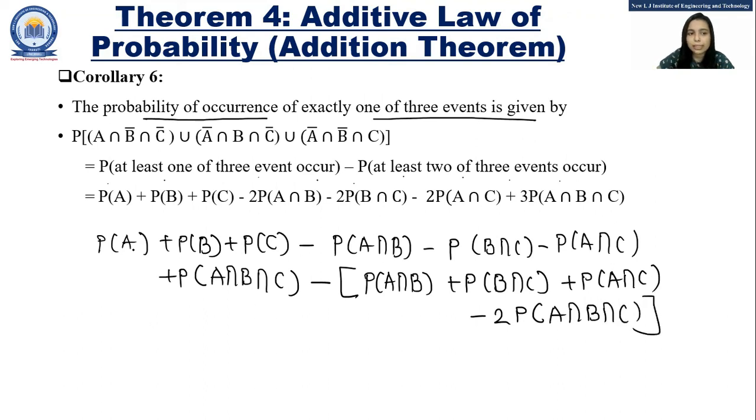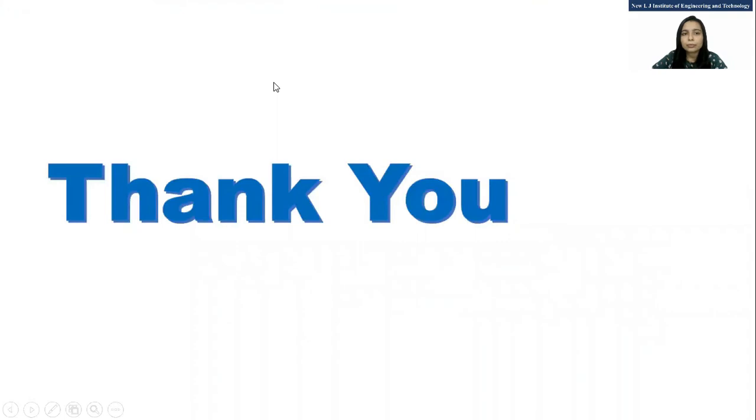So when you solve this equation, you will get P of A plus P of B plus P of C minus 2 into P of A intersect B minus 2 into P of B intersect C minus 2 into P of A intersect C, and plus 3 into P of A intersect B intersect C. So this is all about theorem 4 and its corollaries, and these are all different theorems on probability. So this is all about today's lecture.